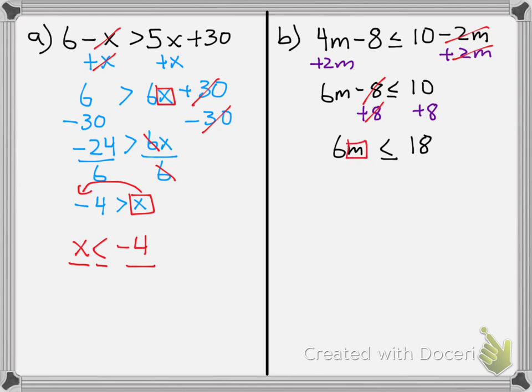Well, our old man is in front, but he's still not alone because that 6 is really bugging him. So we're going to do our best to get rid of it. Since the 6 is multiplying the m, we're going to divide by 6 because that's the opposite operation of what's actually going on. We see that 6 divided by 6 does indeed equal 1, which leaves us with our old man, m, is less than or equal to 18 divided by 6, which is 3. So this is how we do our inequalities with a variable on each side.